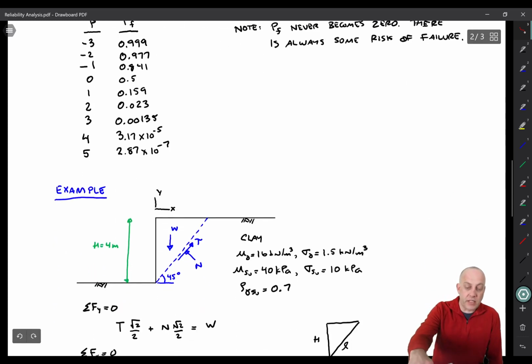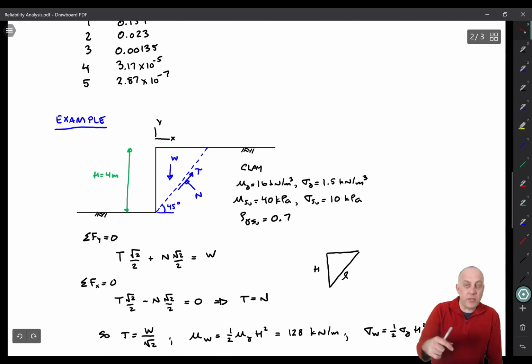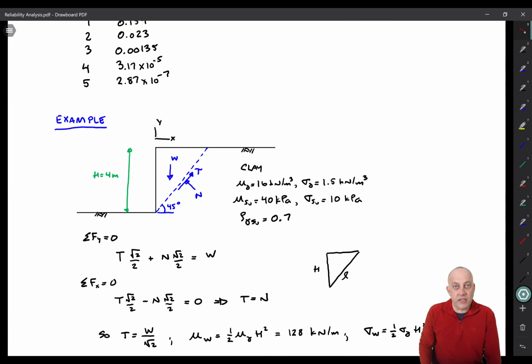So let's do a quick example problem. This is a really simple example because it has a closed form solution. Generally, for reliability problems, there is no closed form solution. And I'll talk about ways of approximating the probability of failure at the end of this lecture.